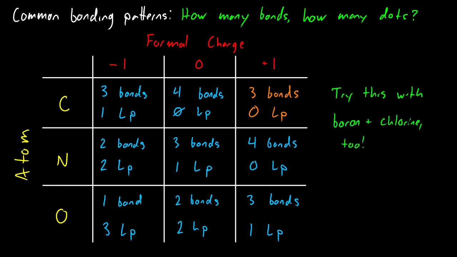If you want to extend your knowledge here, try to test it, try to fill out the table similarly with boron atoms and chlorine atoms as well. That'd be group 3 and group 7 respectively. We will be seeing boron-containing species several times throughout the semester, and halogens are very common, so it's good to be able to recognize those patterns as well.